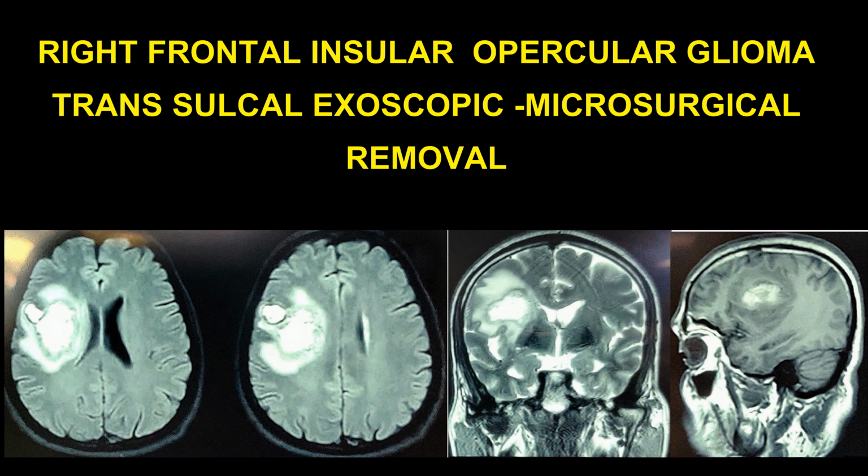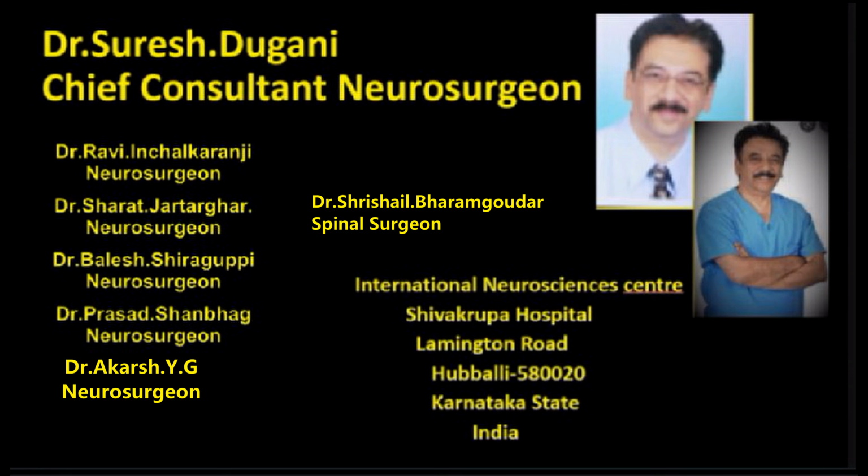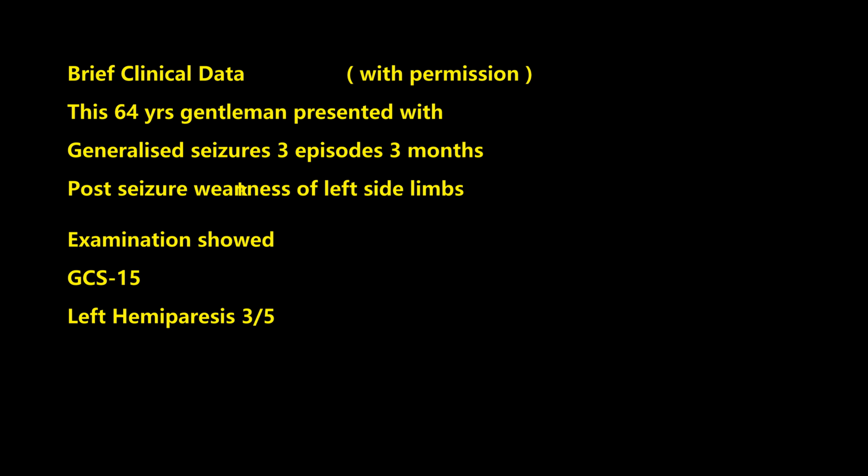Educative video of exoscopic microsurgical management of a large right frontal insular temporal frontal opercular glioma. This 64-year-old gentleman presented with seizures and post-seizure weakness of the left side limbs. Examination showed Glasgow Coma Scale score 15, left hemiparesis 3/5.